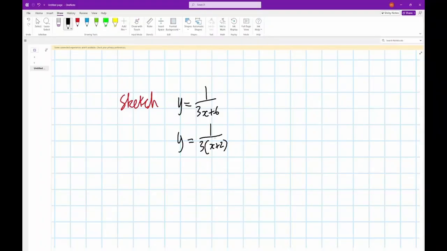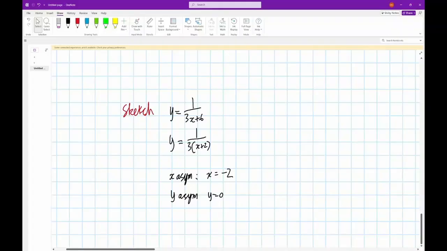So for our translations, the dilation, of course, is going to be a third there. But for our translations, we simply need to just say that h is going to be -2. So therefore, for the x asymptote, x is going to be equal to -2 there. The y asymptote, well, there is no k value here, as you can see. So therefore, y asymptote is still just going to be 0. y equals 0 there, or on the x-axis.